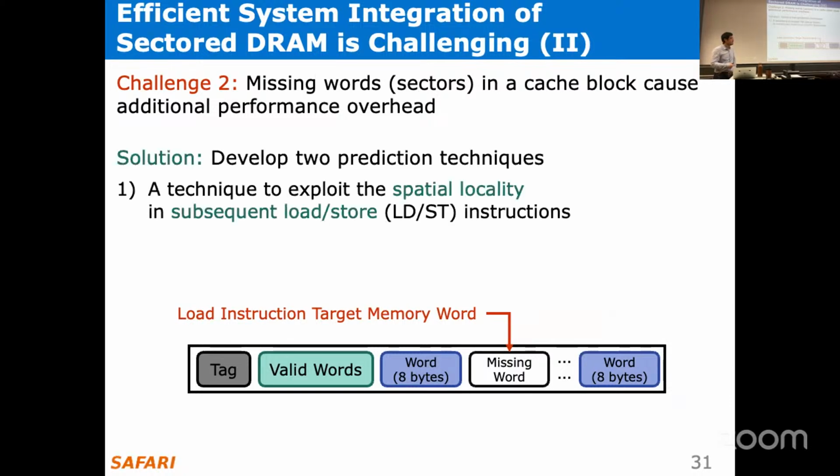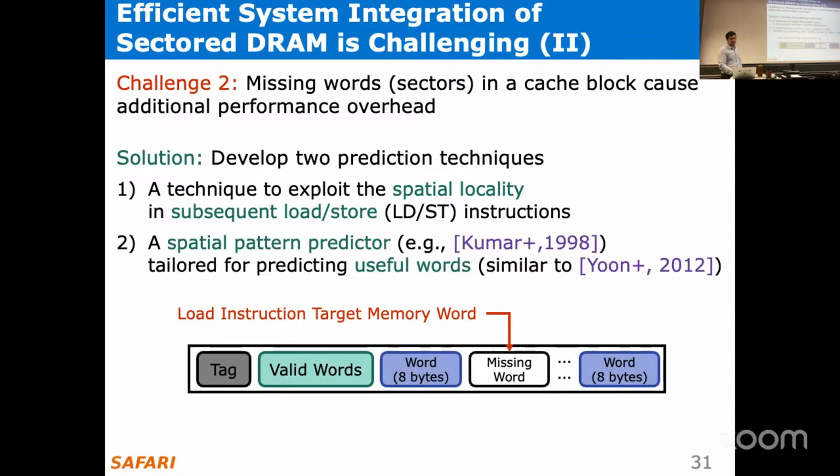And our solution to this challenge is to develop two prediction techniques. The first one exploits the spatial locality in subsequent load store instructions in the load store queue. You will look at word addresses of instructions that follow each other, and you're trying to accumulate the words they reference in the youngest instruction. And the second one is a spatial pattern predictor that we tailor for predicting useful words in a cache block.